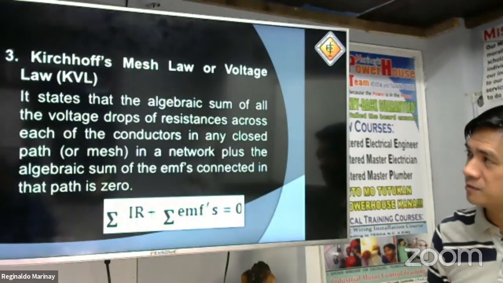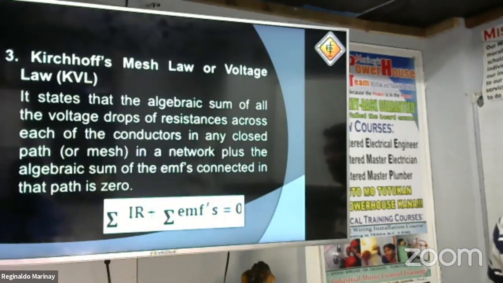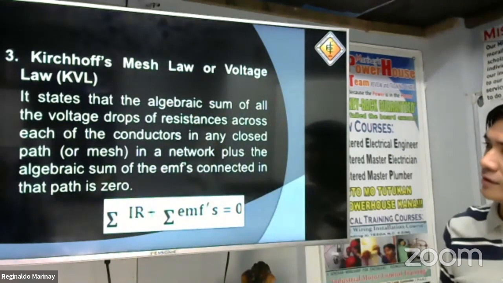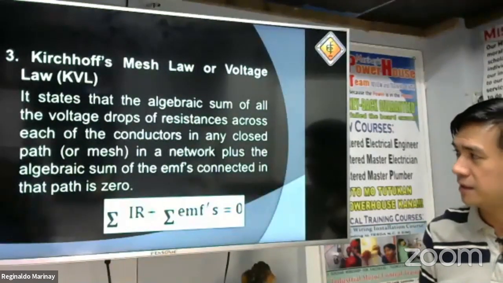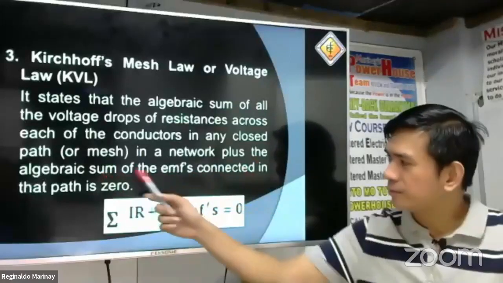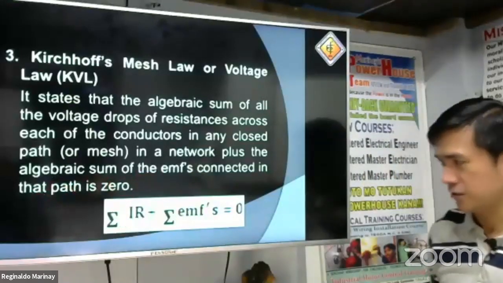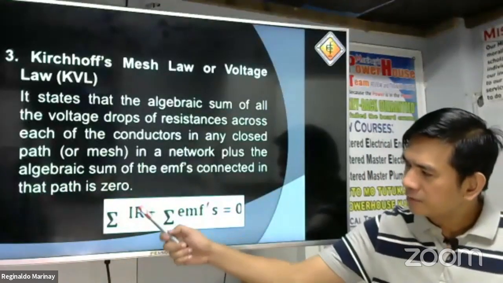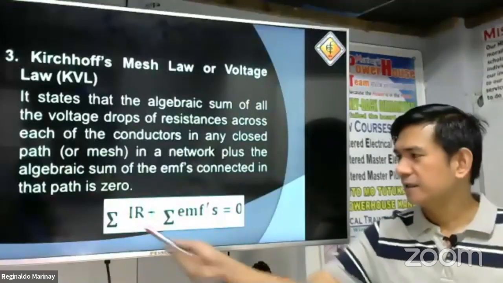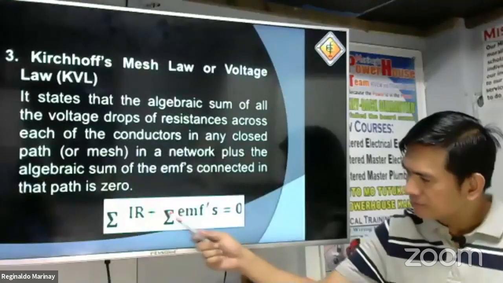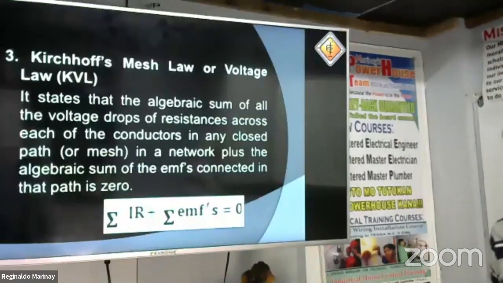So let's have now the Kirchhoff's mesh law. Okay. The Kirchhoff's mesh law states that the algebraic sum of all the voltage drops of resistances across its conductors in any closed path in a network, plus the algebraic sum of the EMFs connected in that path, is equal to 0. So the summation of the voltage drops, which is a simple Ohm's law formula, you have to add to the summation of the EMFs, and that is equal to 0.